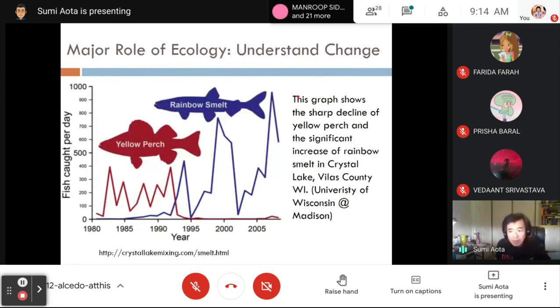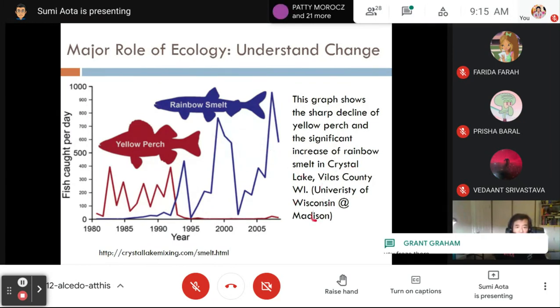Well, one of the key rules of ecology is to understand why things change over time. Okay. So this is a lake called Crystal Lake in Wisconsin. It's a study lake of the University of Wisconsin.